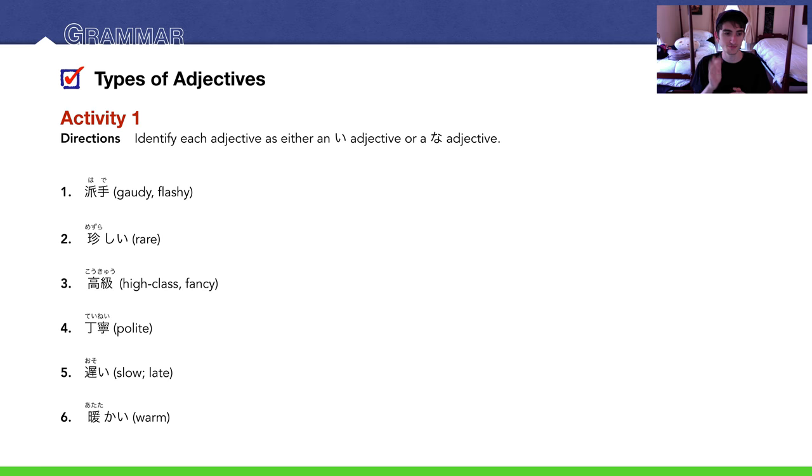Number five, going back to our activity, osoi, slow or late. This ends in e, so it is an e adjective. And number six, atatakai, warm. This also ends in e, so it is also an e adjective. And here are the answers.